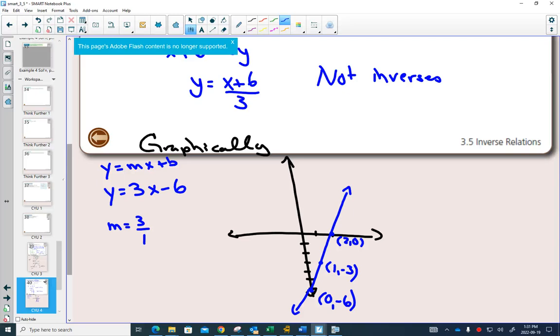The second graph that they gave you, the equation was y equals x minus 6 over 3. This is also a line, but you would have to divide the x by 3, and I would write it as 1/3 x, and the negative 6 by 3 to be minus 2, so that I could change it into y equals mx plus b form. I now know that my y-intercept on my green graph is 0, negative 2.